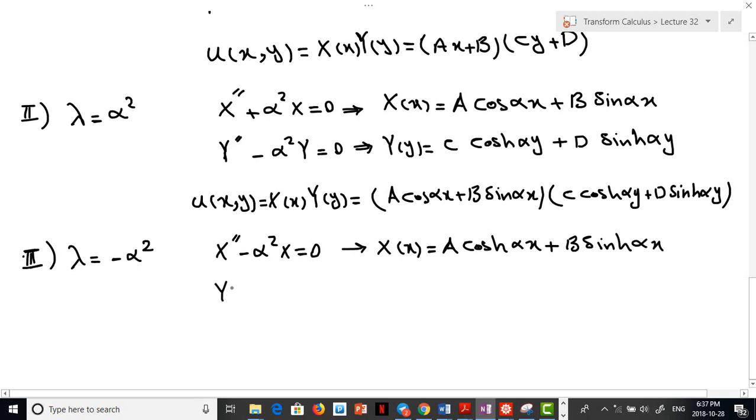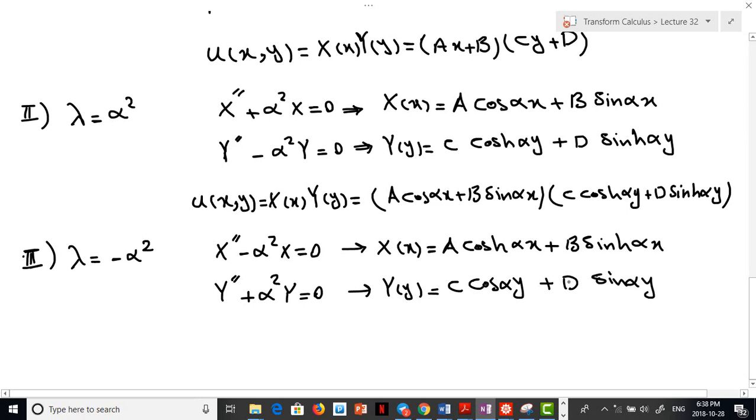And we have y double prime plus alpha squared y is equal to 0. So it means that Y of y is equal to c cosine alpha y plus d sine alpha y. So again, we could find X of x and Y. Again, I say that these coefficients a, b, c, d are unknown coefficients, and they are different from what we found in case 2 and case 1.